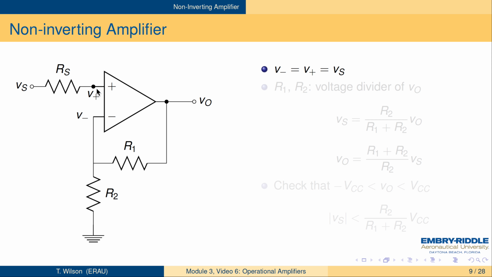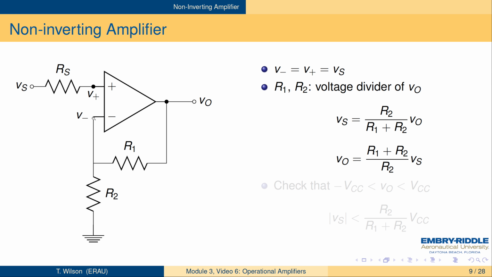Since there's no current going in the plus terminal, V plus is the same as VS. And since we assume these two, V minus and V plus, are the same thing, then the voltage of the inverting terminal is also VS. But the output over here, since there's no current going into the inverting terminal, R1 and R2 make a voltage divider for V out. So V minus is also the voltage across R2 by this voltage divider. So that means that VS is equal to the voltage divider of V out, and we can solve that for V out, and we see we're going to get a gain.